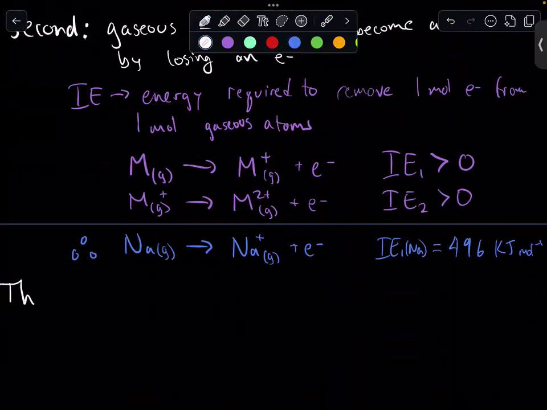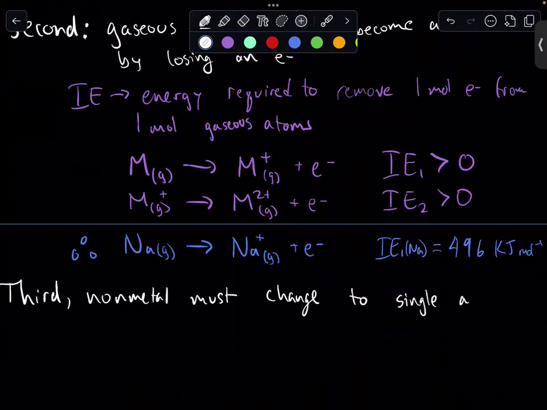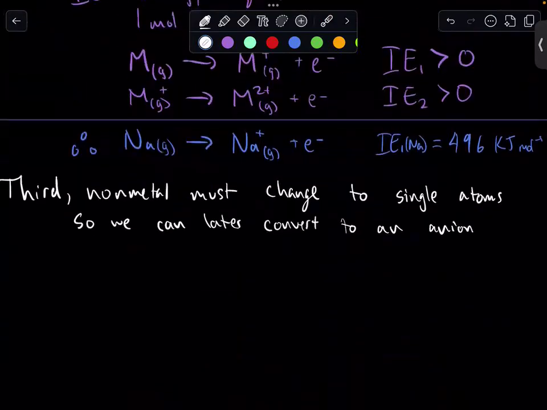So, third, the nonmetal must change to single atoms so we can later convert it to an anion. First we're going to change it to single atoms with this nonmetal. So we have to break the bond.